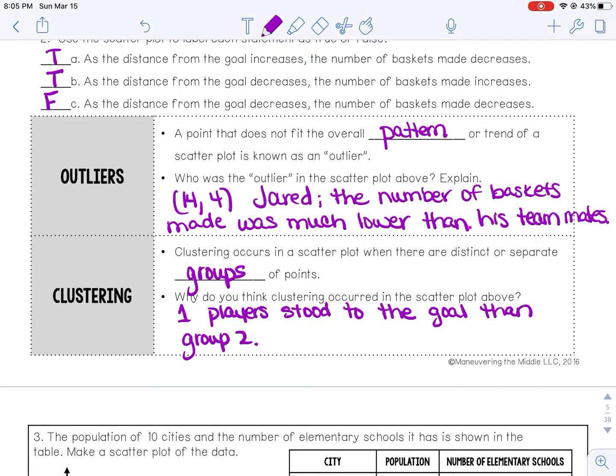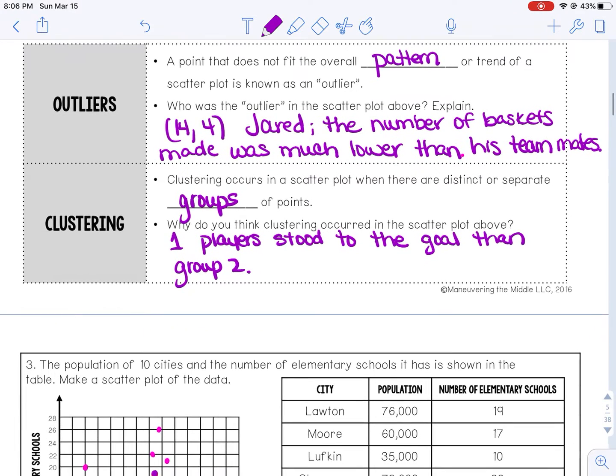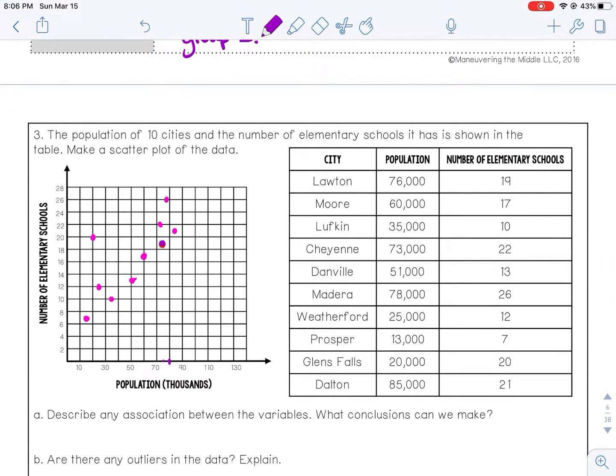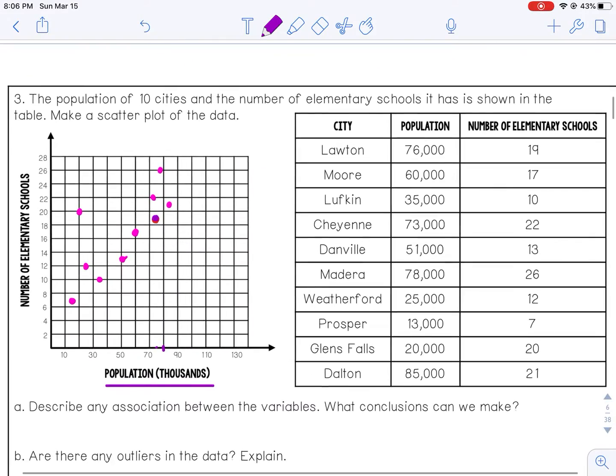Let's go ahead and look at number 3. I also did the points again here. I'm hoping that you will go ahead and look at them. I do want to show you Lawton. Lawton is at 76,000, and the number of elementary schools is 19. So this is a population of 10 cities and the numbers of elementary schools each has, shown in the table. You can see that the population is in thousands, so you don't see 76,000 down there, but you see 70 and you see 90 in 19 elementary schools.